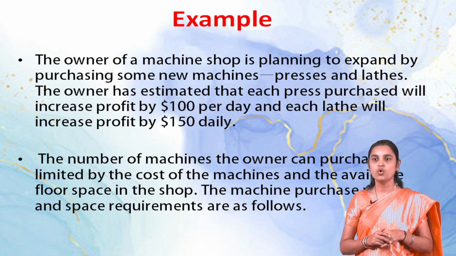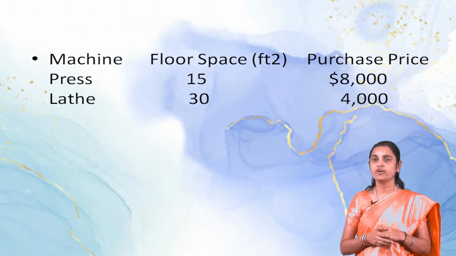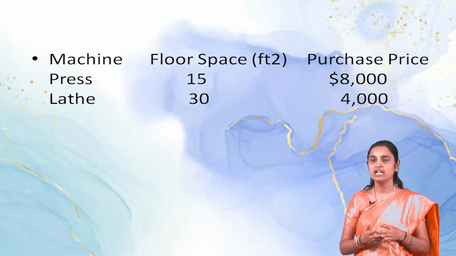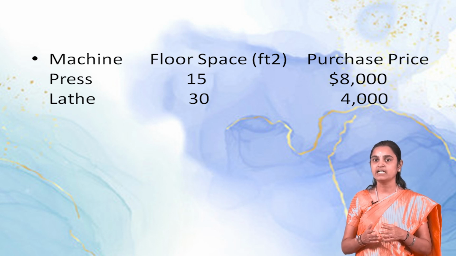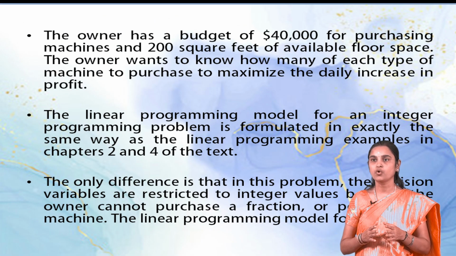The number of machines the owner can purchase is limited by the cost of the machines and the available floor space in the shop. The machine purchases, prices and space requirements are given in a table form. So, the machines he is going to purchase are a press and a lathe. The floor space in square feet is 15 for a press and 30 for a lathe. The purchase price is $8,000 for a press and $4,000 for a lathe. The owner has a total budget of $40,000 for purchasing machines and 200 square feet of available floor space.